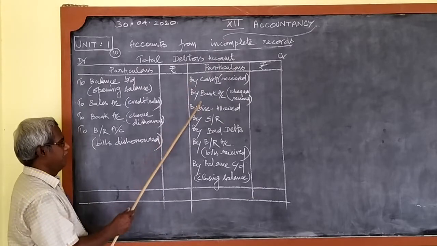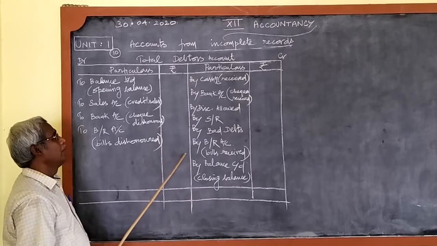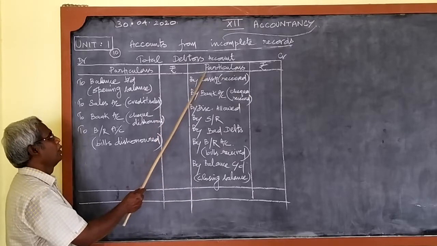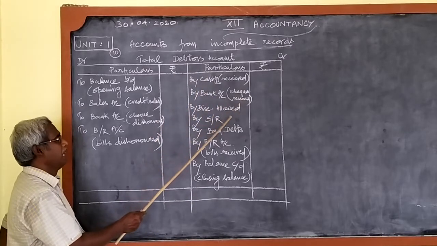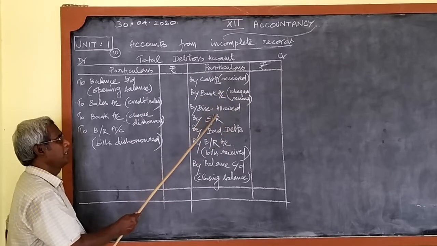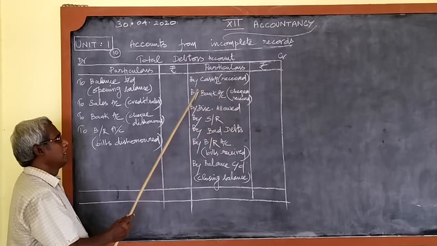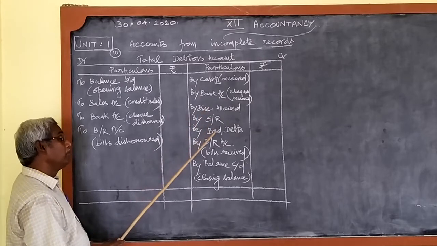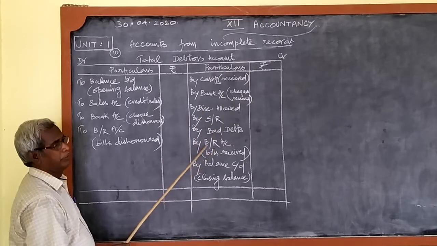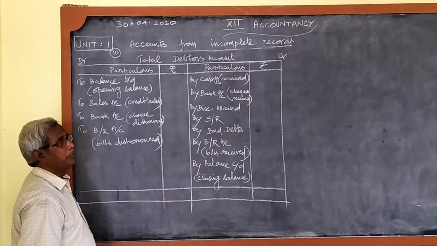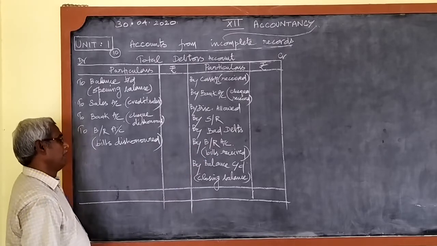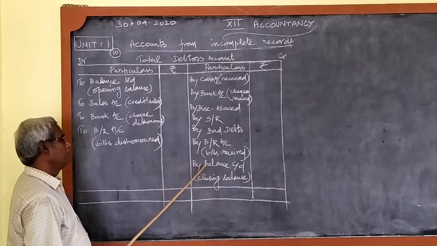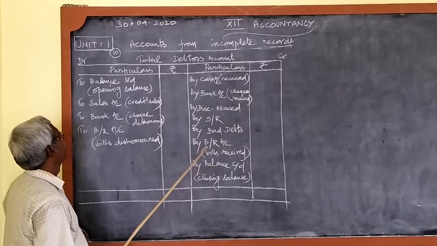See here there are 7 items. This you should remember. Cash account, that is cash received. Bank account, through cheque the amount received. Discount allowed. Sales return. Bad debts. Bills, from bills the amount received. Then the closing figure by balance carried down.